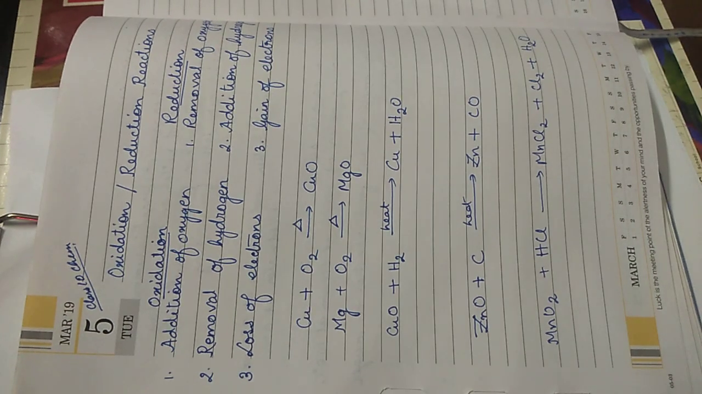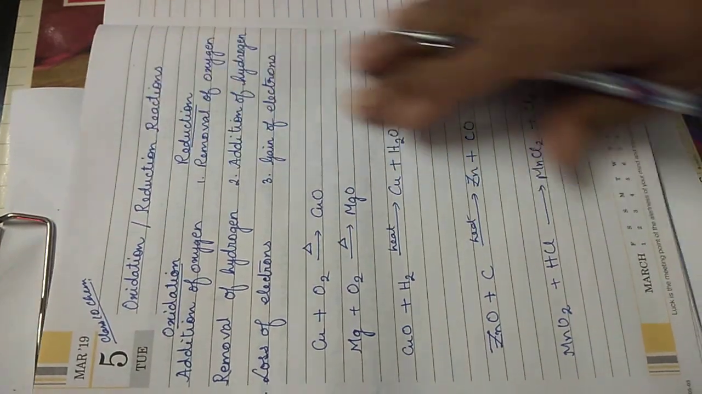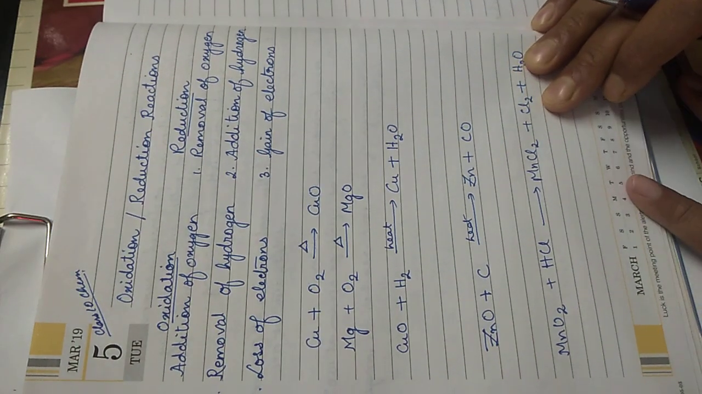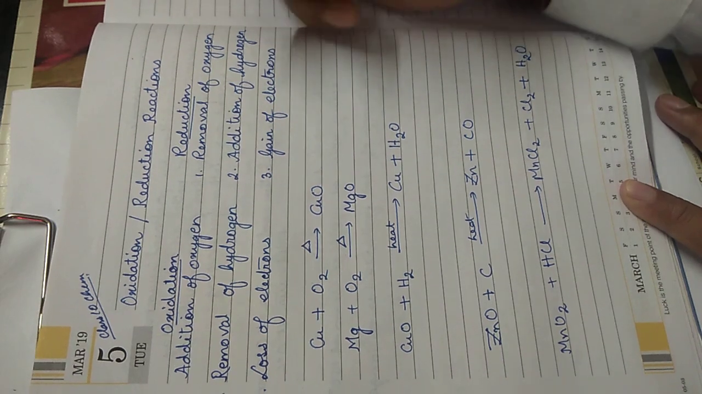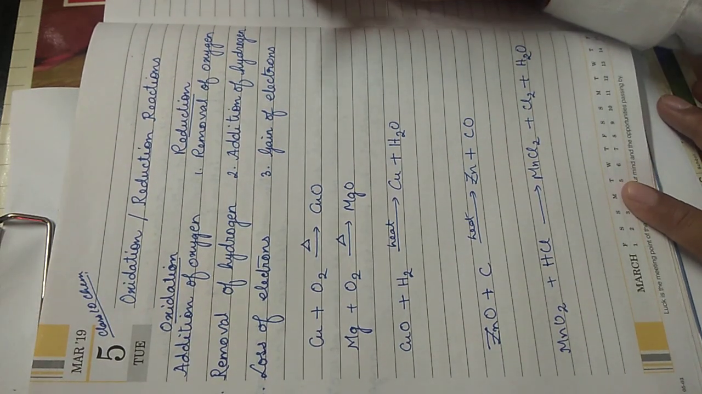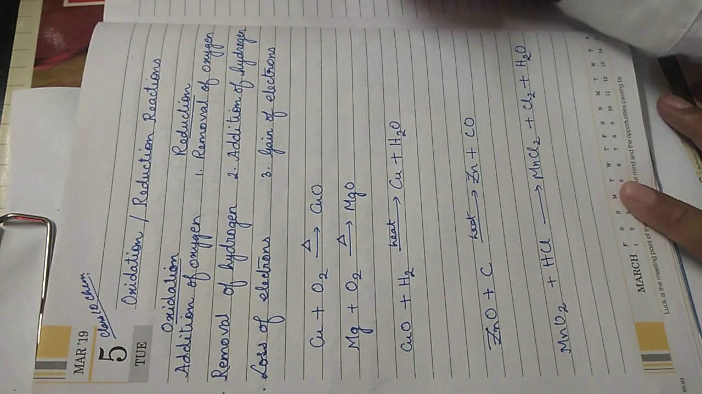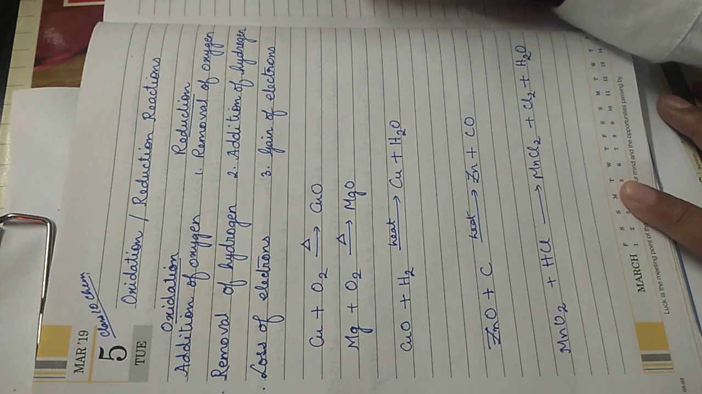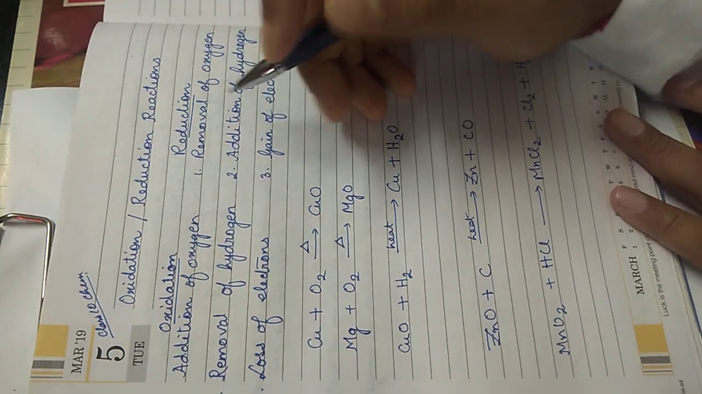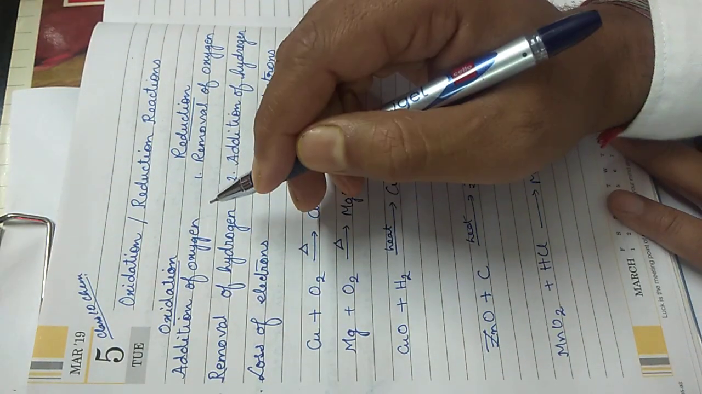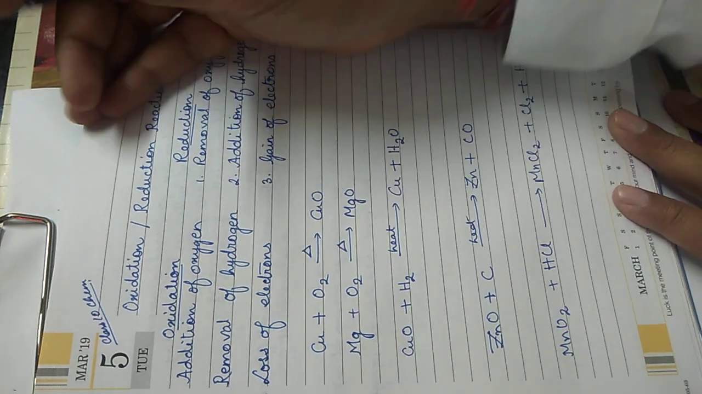Okay, students, so in my earlier video, I have discussed different types of chemical reactions from class 10 chemistry. We got four types: combination, decomposition, displacement, and double displacement. Now, a new type of reaction has been introduced, which is new to you. So that we'll be discussing here, that is oxidation and reduction reactions.